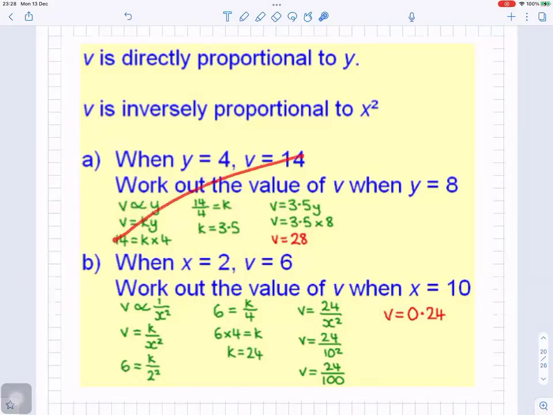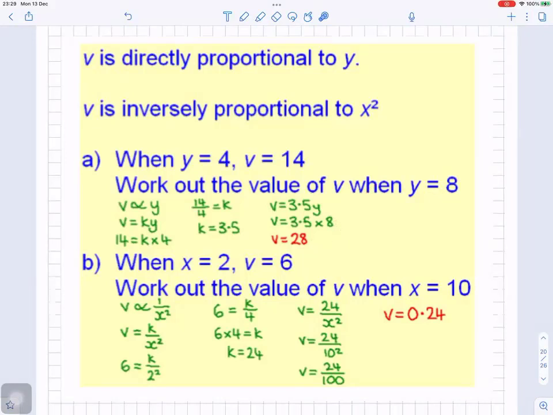So when V is 14, y is 4. So 14 equals k times 4. So 14 divided by 4 equals k. That gives k is 3.5. So you can write it as V is equal to 3.5 times y. And when y is 8, put 8 there for y. V is 3.5 times 8, which gives you 28.